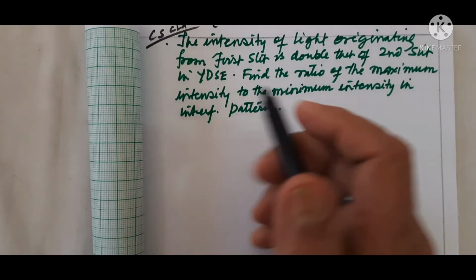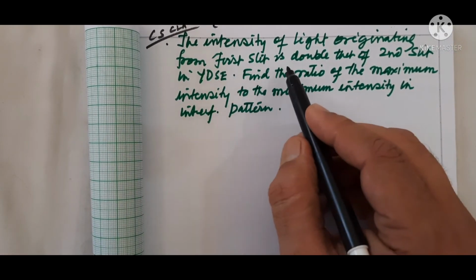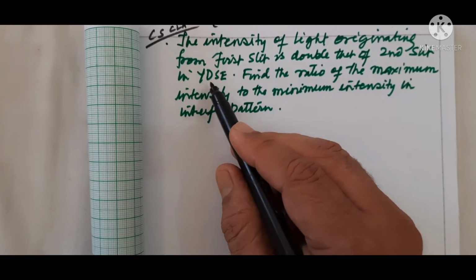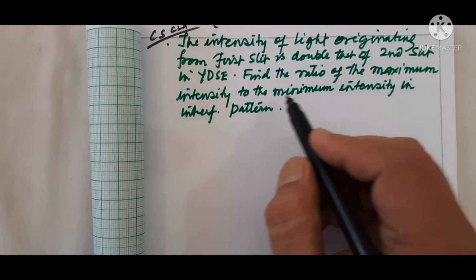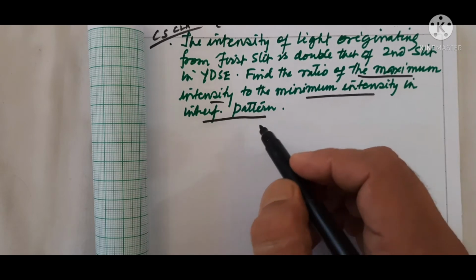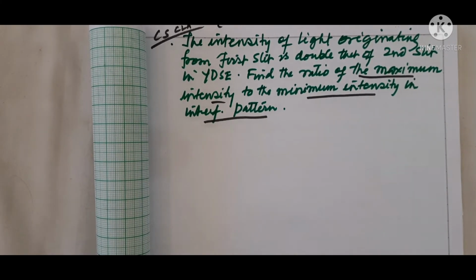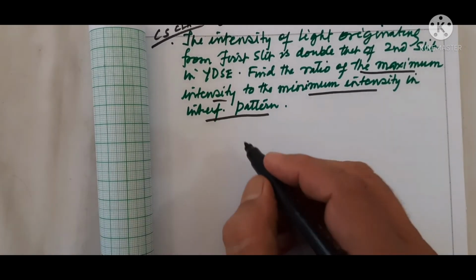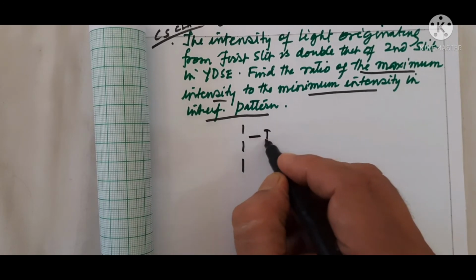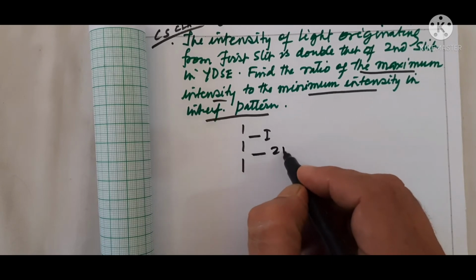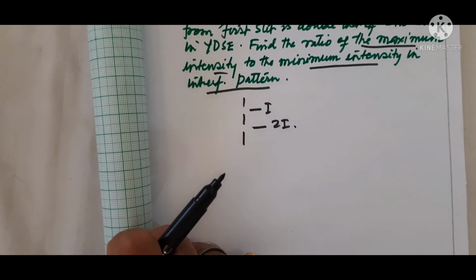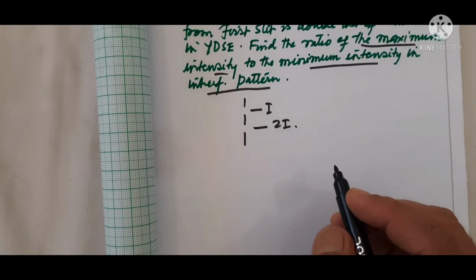Another question: the intensity of the light originating from the first slit is double that of the second slit in YDSE, Young's double slit experiment. Find the ratio of the maximum intensity to the minimum intensity in the interference pattern. So here it is given that the intensity from this slit is I, and the intensity from here is double of that. So we have to find this.